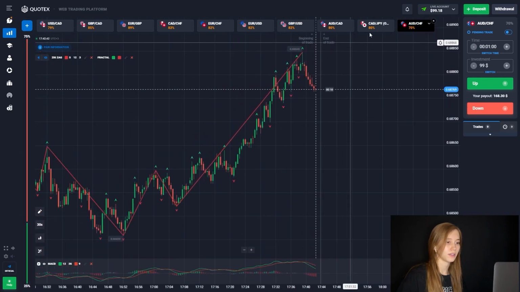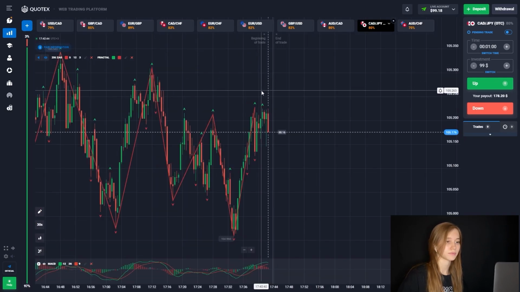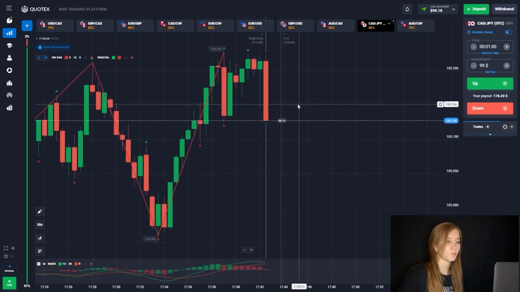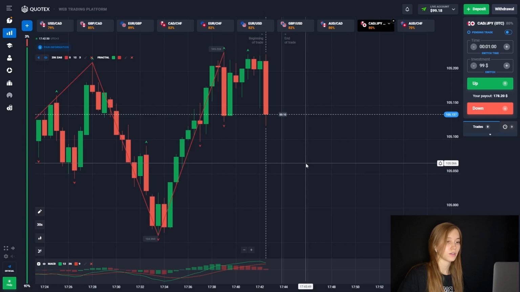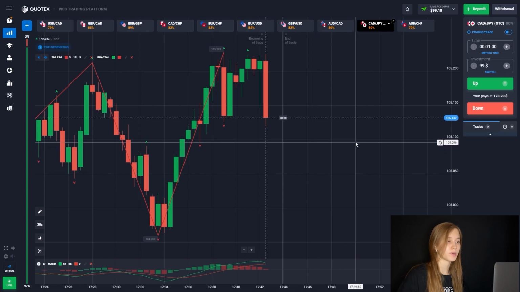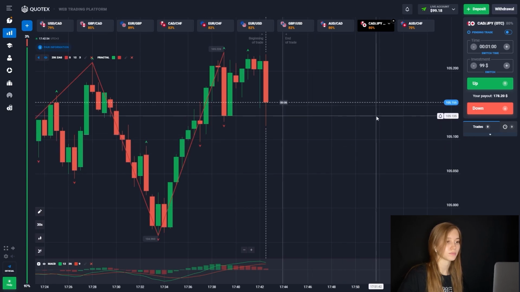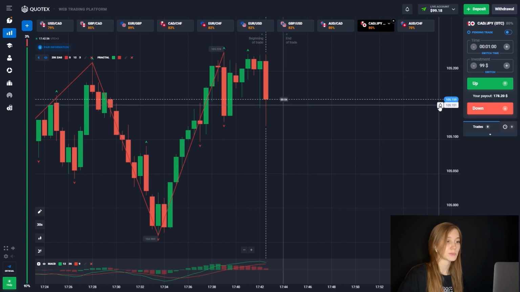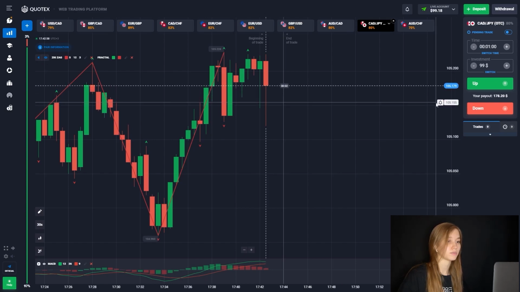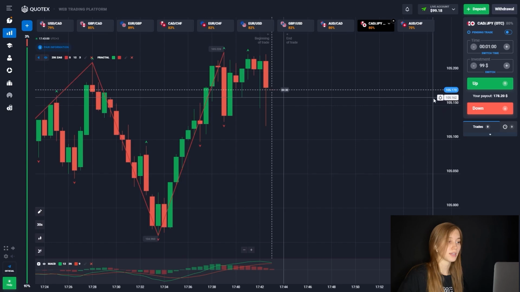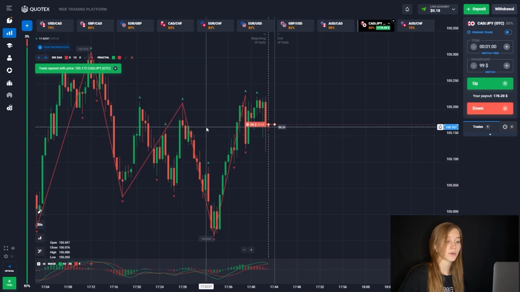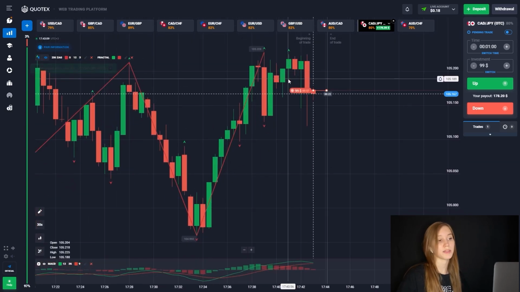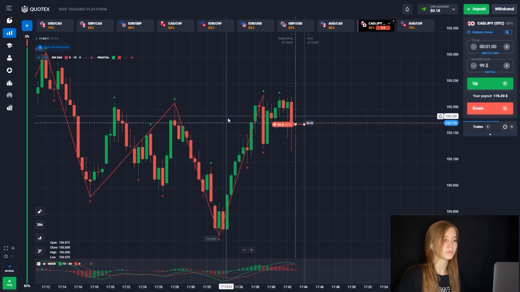So let's see. Sharp downward movements. Let's wait for the end of this candle and the exit of a new one. Let's put it on a decrease here. I'll explain the principle of entry.